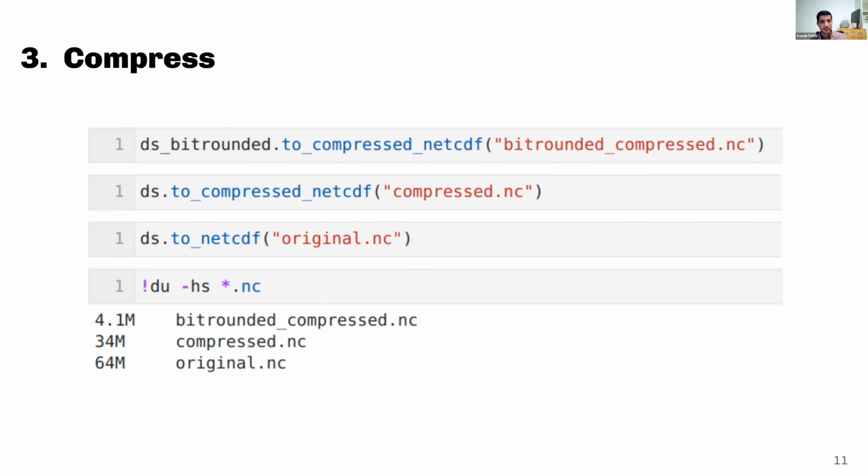So in this slide, the original size of the dataset was 64 megabytes, which can typically be compressed to approximately 34 megabytes, resulting in a compression ratio of around 2. However, when compressing the bit-rounded data, it results in a size of 4.1 megabytes, achieving a compression ratio of approximately 15.